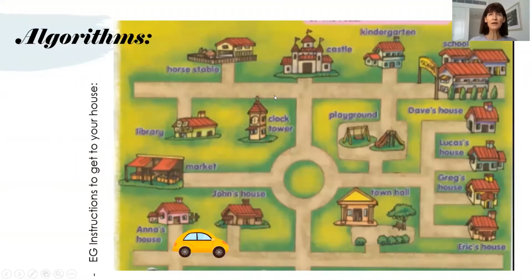So let's first talk about algorithms, because everybody has heard of algorithms. Algorithms are a set of instructions that allow you to solve a problem. You might, for example, want to get from Anna's house over here to Eric's house. And if you had a good algorithm and you followed it carefully, you would get there.